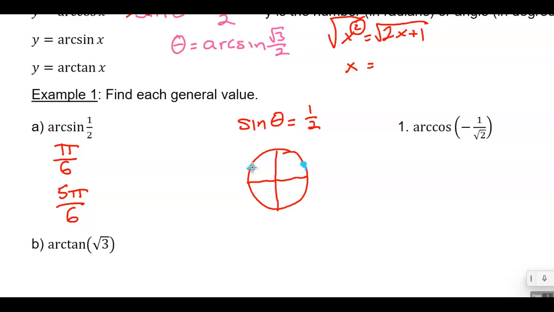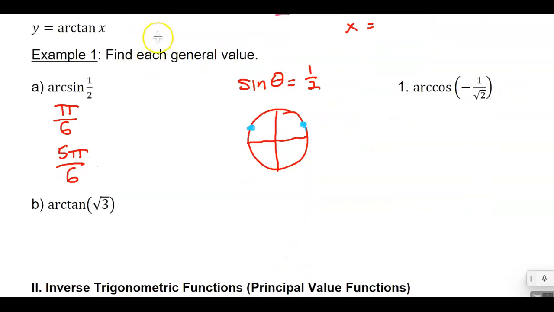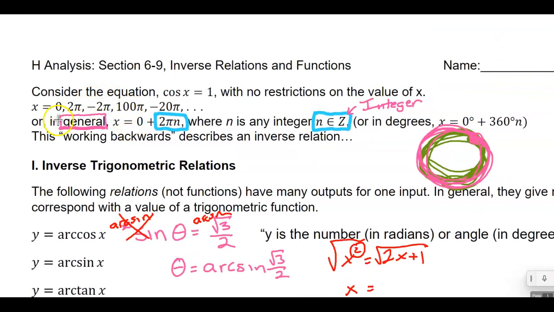Now, is this the complete answer? And this is the million-dollar question. Is this the complete answer for this problem? How would I know? What's the word that gives it away? Say it. General. So am I finished? No. You see this word in the directions? Like I mentioned up here, if you see that word in the directions, we have this to put on there. We got to add that part on.